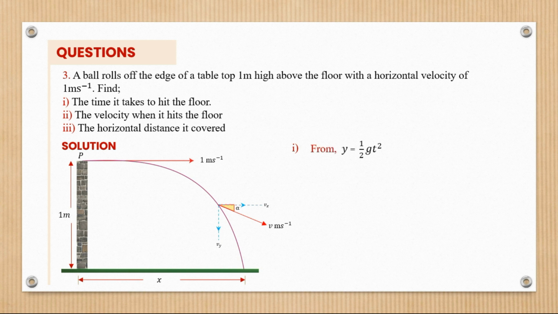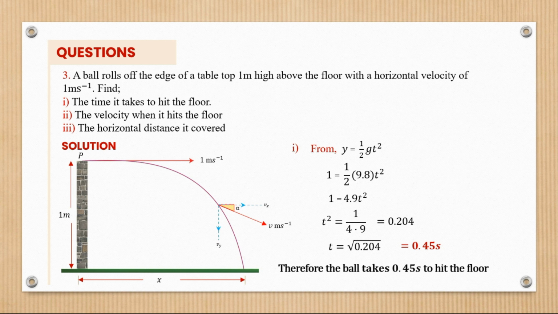So therefore we can use the formula y = 1/2 gt squared, and we can first find the time of flight. So 1 = 1/2 times 9.8 t squared. So 1 = 4.9 t squared, and therefore t squared is 1 over 4.9. The answer from there is 0.204, and the square root of that is 0.45 seconds. So the ball takes 0.45 seconds to hit the floor.